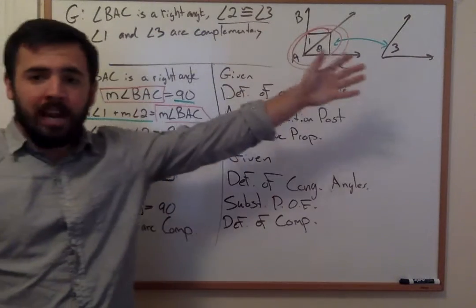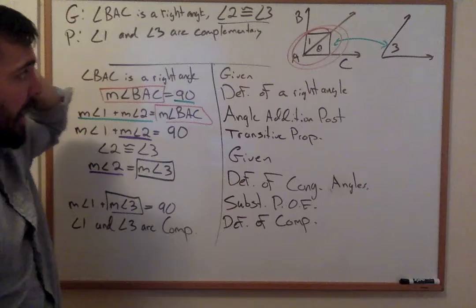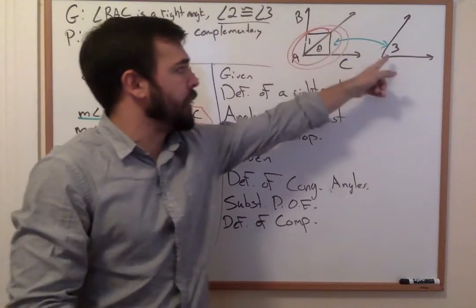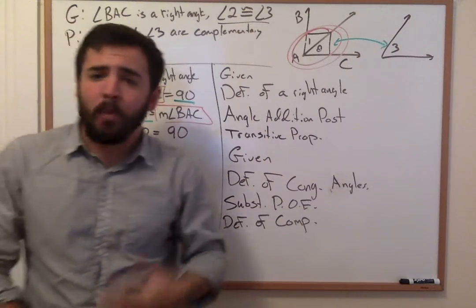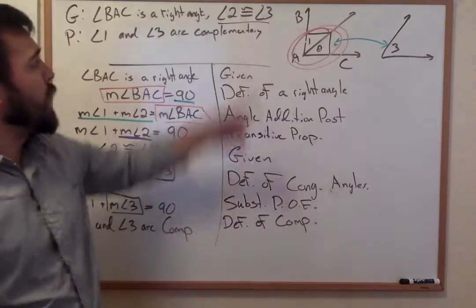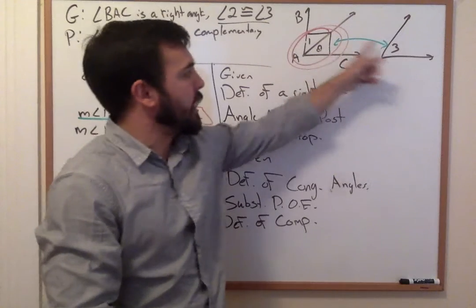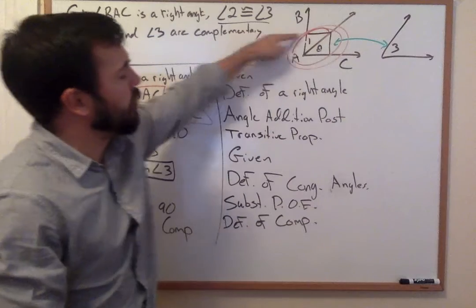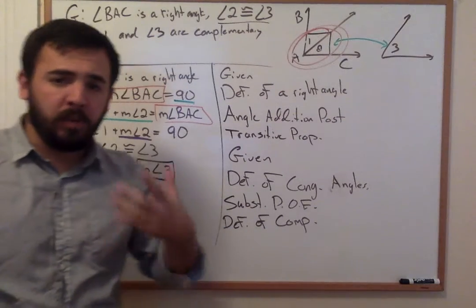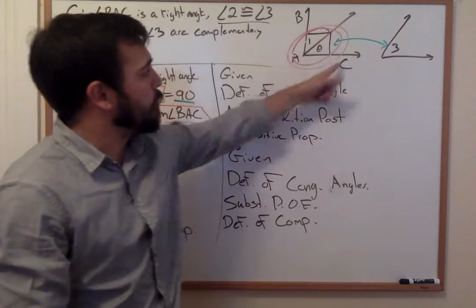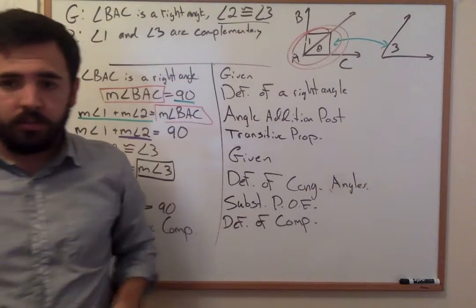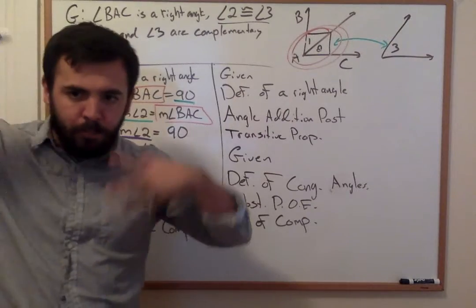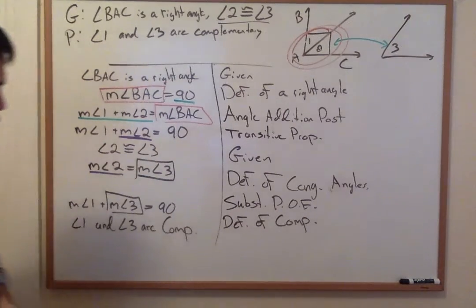Then, go to your diagram. Identify what you have to prove. 1 and 3 are complementary. Then, identify what the links are. Well, I know that 2 and 3 are going to be the same. And since I know that BAC is a right angle, the only complementary relationship we have is angles 1 and 2. So we must have to switch out 2 and 3 somehow. So that's all this mental process that's going on. Okay?